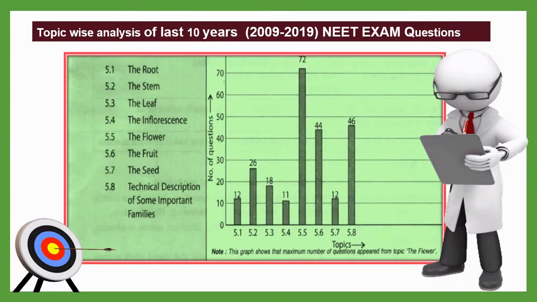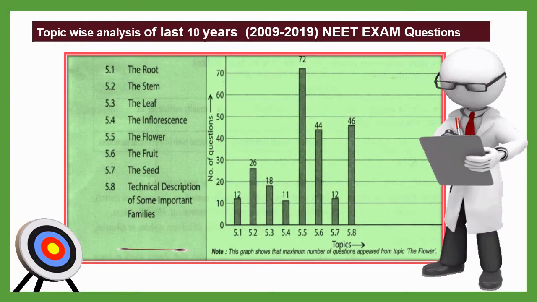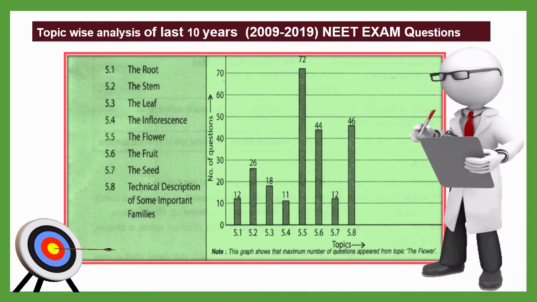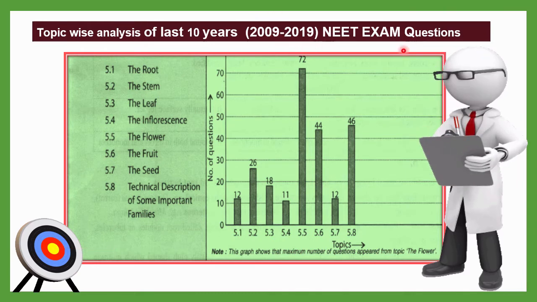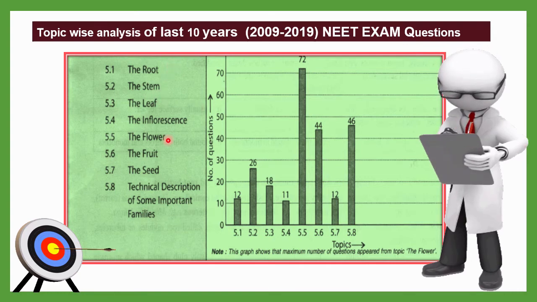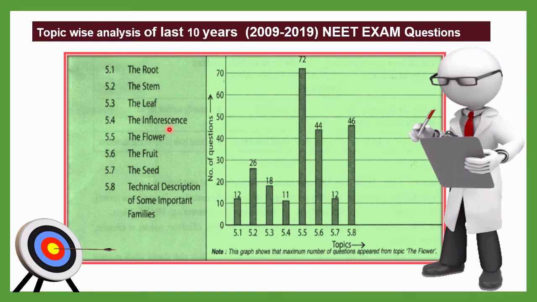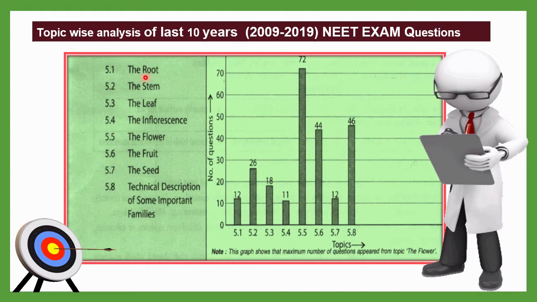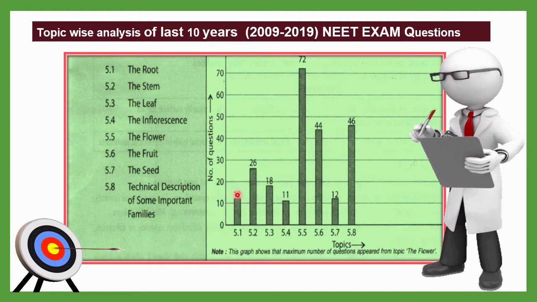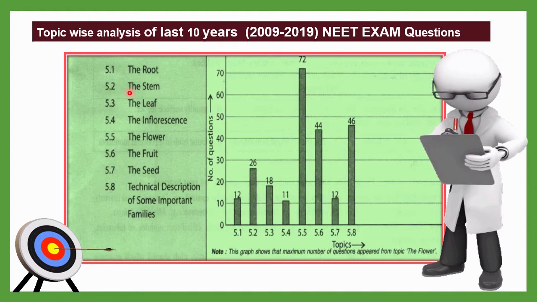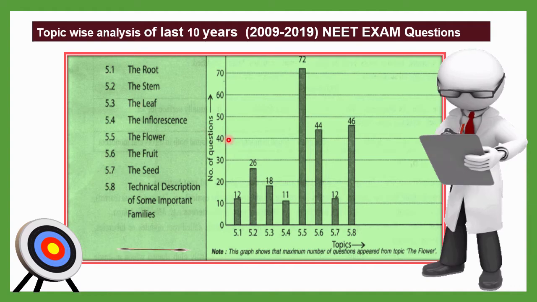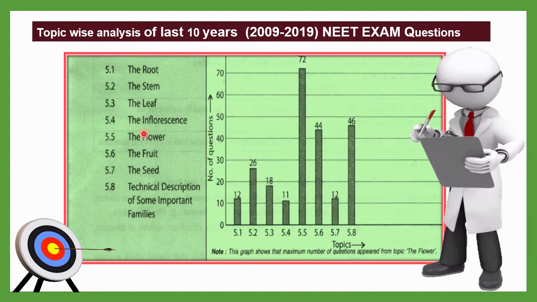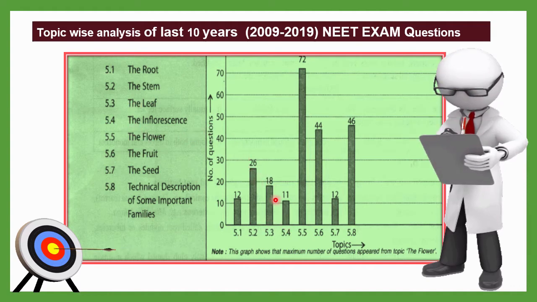Before we start the chapter, let me go through one analysis, the last 10 years analysis, from 2009 to 2019 from the NEET examination. Here you can see a list of topics which we will learn in this chapter. From the roots, 12 questions were asked in the last 10 years. From the stem, 26 questions. Then the leaf, 18 questions. From the inflorescences topic, 11 questions were asked.